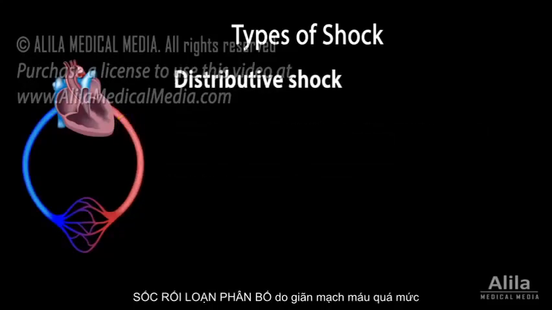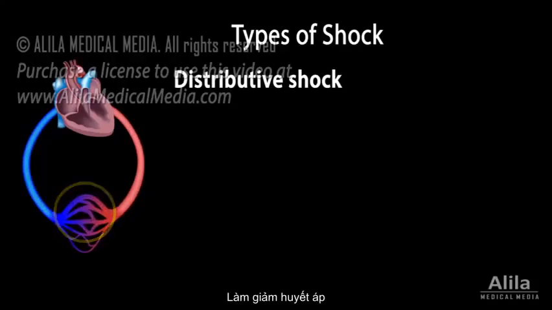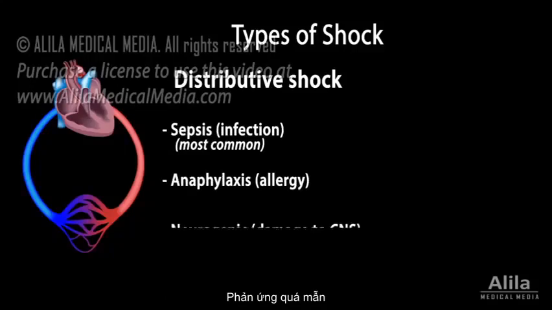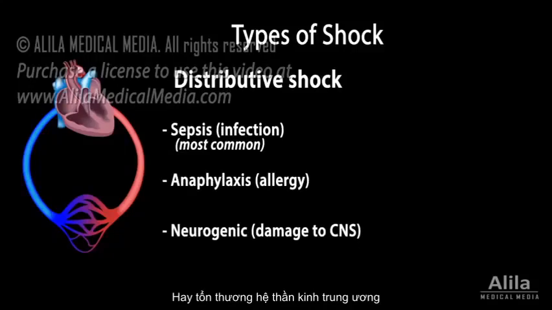Distributive shock results from excessive dilation of blood vessels, or vasodilation, which decreases blood pressure. Distributive shock can have different causes, the most common being sepsis, anaphylaxis, and damage to the central nervous system.